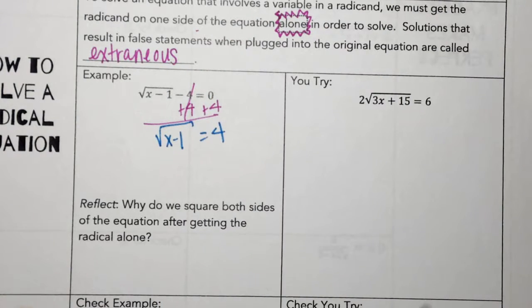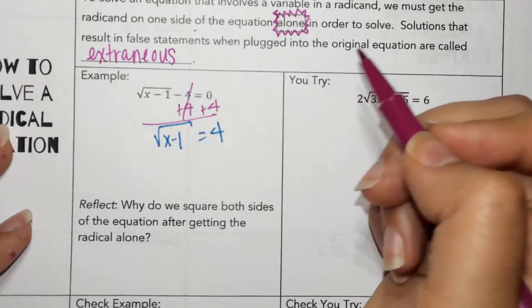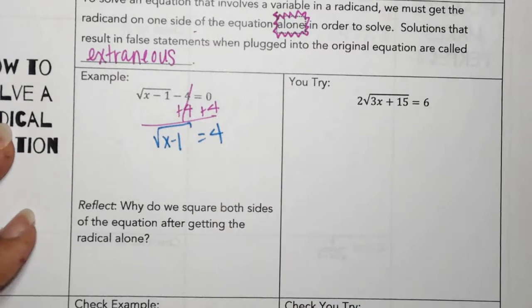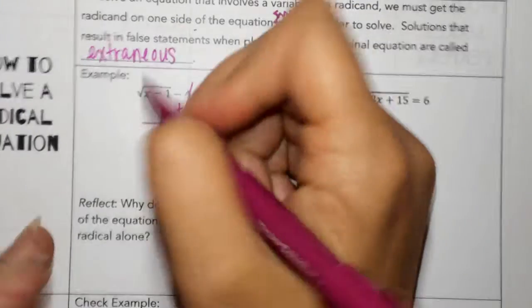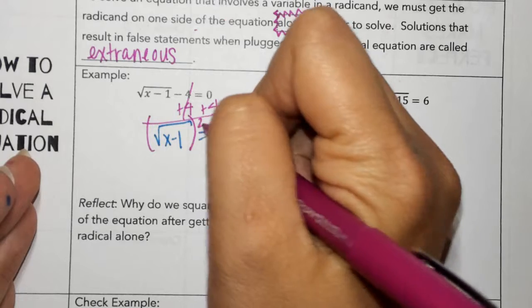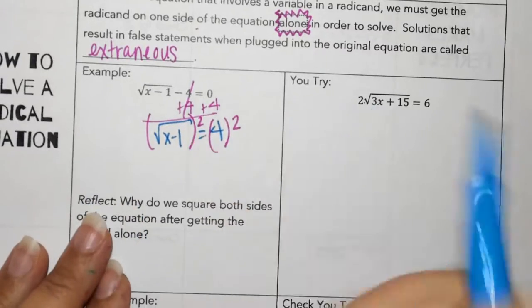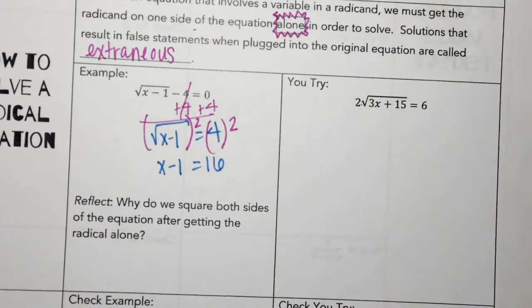Now, I just told you how you get rid of a radical, but I think 4 people were listening. So how do we get rid of a radical? You square both sides. So if you square both sides, that makes the radical disappear. So you're going to be left with x minus 1 equal to 16.